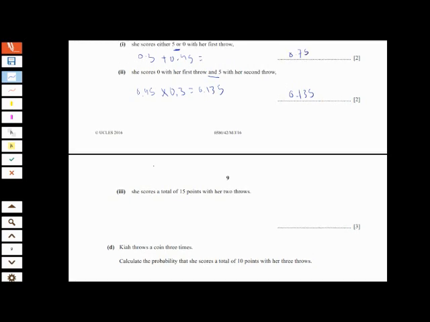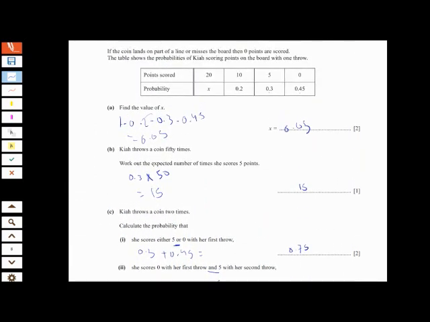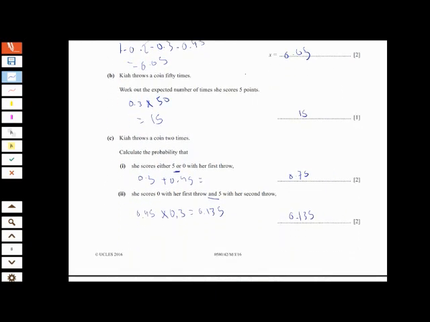Now she scores a total of 15 points with her 2 throws. She has 2 throws and she must get 15 in total. So what are the ways of getting that? On the first throw she gets 5, with probability 0.3, and on the second throw she gets 10, with probability 0.2. That would equal 15.